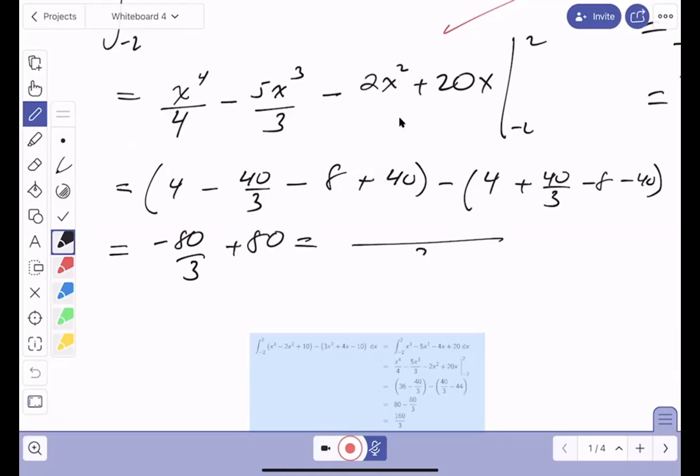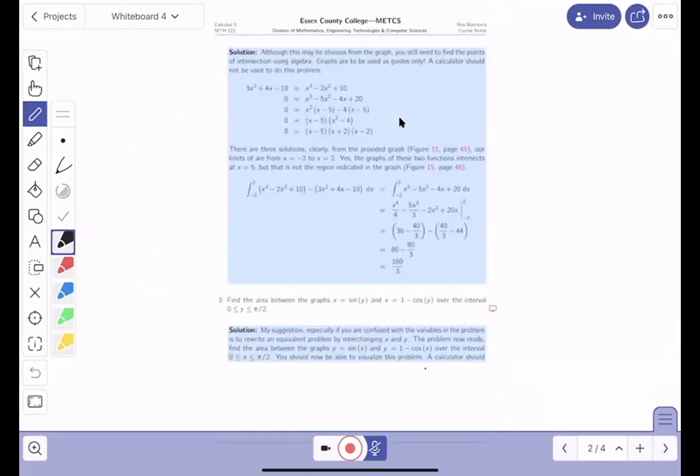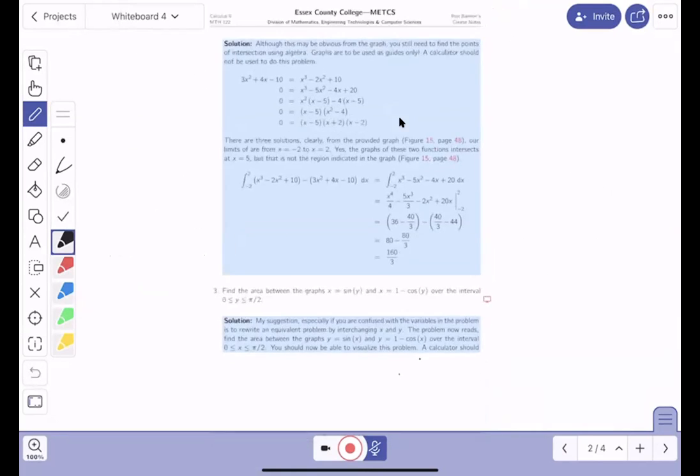Common denominator is 3. Minus 80, 3 times 80 is 240. 240, that'll be 160, right? 160 thirds. All right, I'm seeing it now. Again, the point of giving you a key is so you look at it. If a mistake occurs, you go back and correct your mistakes. It's that simple. Let's go to the next question, which is problem number 3 now.